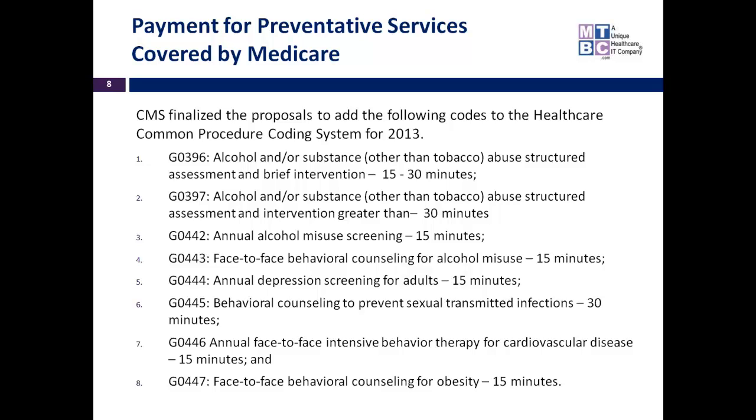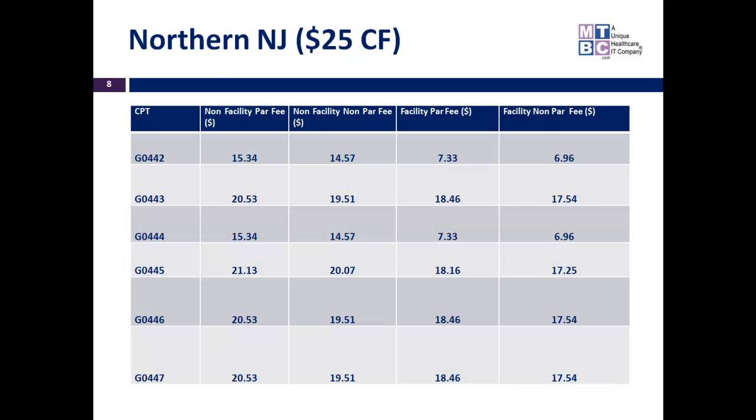G0445, behavioral counseling to prevent sexually transmitted infectious diseases, and that is 30 minutes, a little more intensive, a little more involved. G0446 is the annual face-to-face intensive behavior therapy for cardiovascular disease, which is only 15 minutes. And finally, G0447, face-to-face behavioral counseling for obesity. As discussed earlier, these are the reimbursement rates for Northern New Jersey, and the 25 CF is the conversion factor.